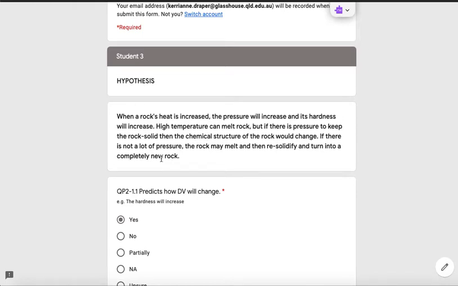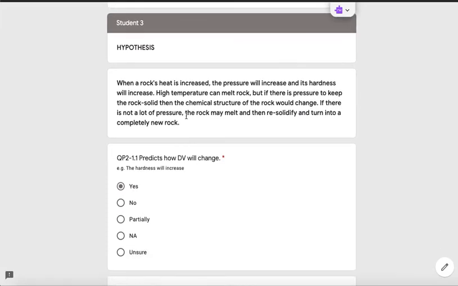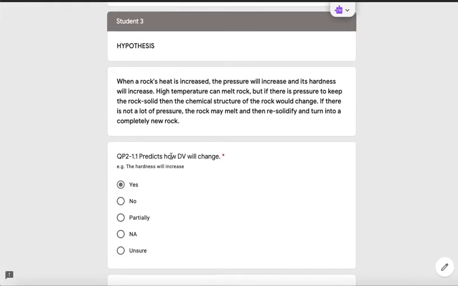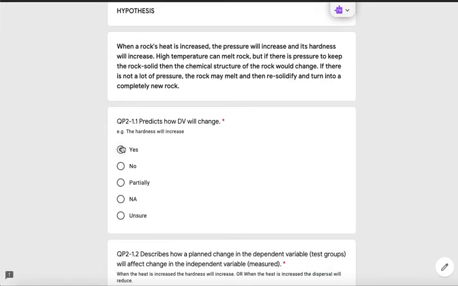So they've given me a really good detailed answer here. Not all of this meets what we need to have for a hypothesis, but going through these answers here will help you to see how they're doing what they've been asked and how they need to improve. So have they told me here how what we're measuring, the dependent variable, will change? Yes, they told me that the hardness will increase. Okay, so I've put a yes there.